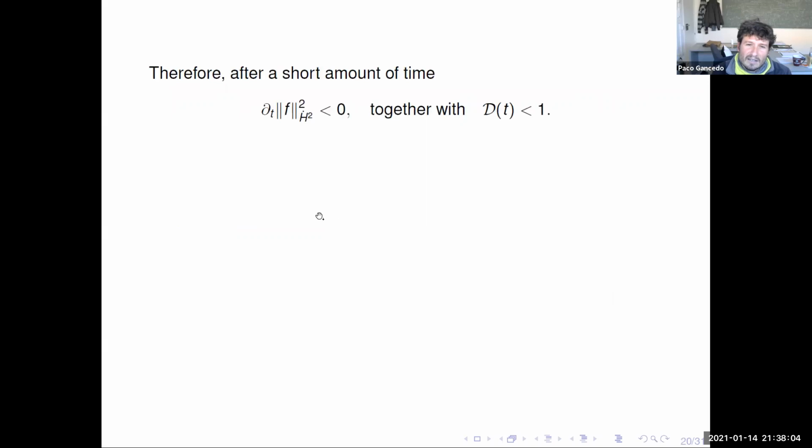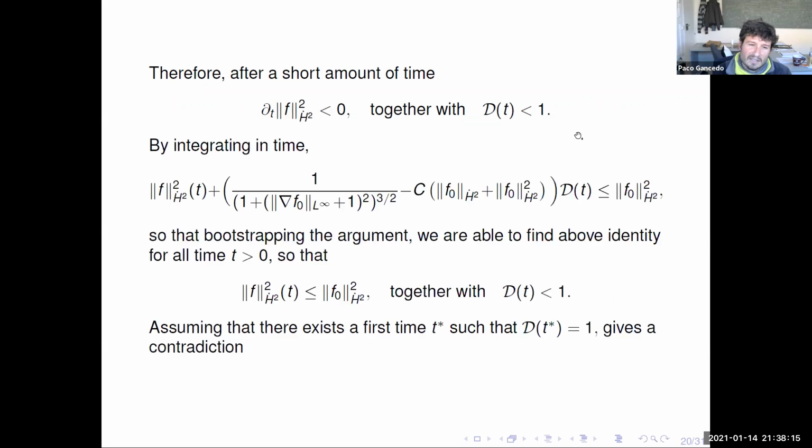So we're going to have, after a short time, the H2 norm decreasing, and then the dissipation less than 1. Then integrating in time, at the end we are going to conclude that we have this for all time. This is going to be bounded by this for all time, and then the dissipation, the H5 half derivative, is going to be bounded by 1 for all time. Okay, and with this, I conclude this first part.